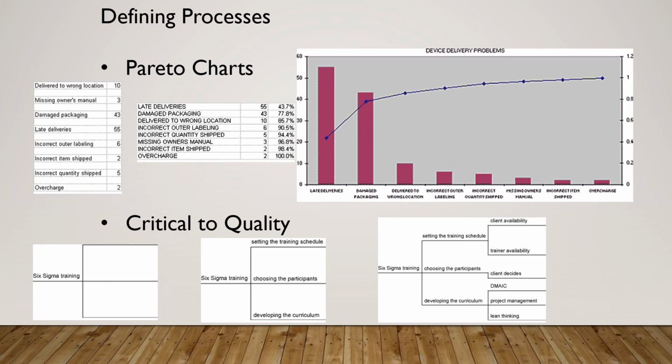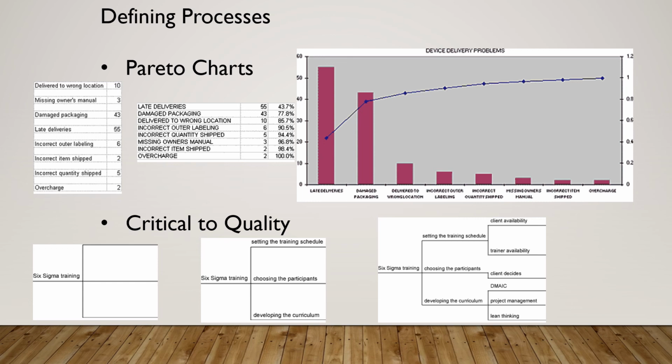Suppose that I have an opportunity to provide Six Sigma training to a manufacturing firm in my local area. I create the beginnings of my CTQ tree by listing the customer's needs, Six Sigma training. Next, I break down my customer's need into its basic requirements. There are 3 requirements: setting the training schedule, choosing the participants, and developing the curriculum. I then break down my CTQ tree to the next level of detail by adding more information to the branches attached to my basic requirements.